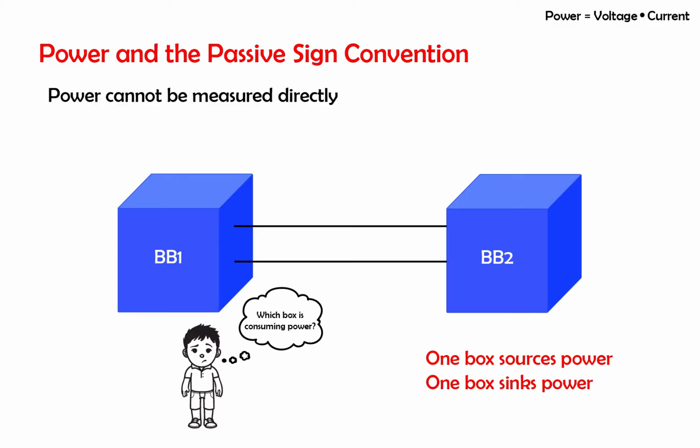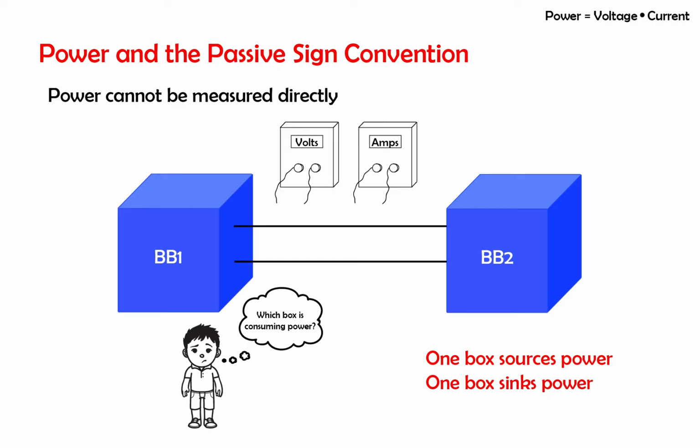We cannot measure power directly, but we can use a voltmeter to measure voltage and an ammeter to measure current. So let's say we measure the voltage VAB equals 5 volts and the current I1 is 1 milliamp. BB1 and BB2 form a closed loop, so the current I1 flows from the positive terminal of BB1 into the positive terminal of BB2 and leaves the negative terminal of BB2 into the negative terminal of BB1.